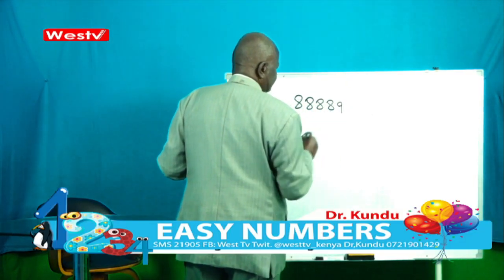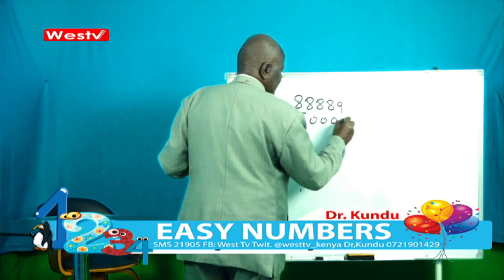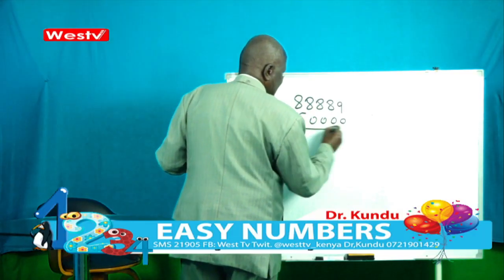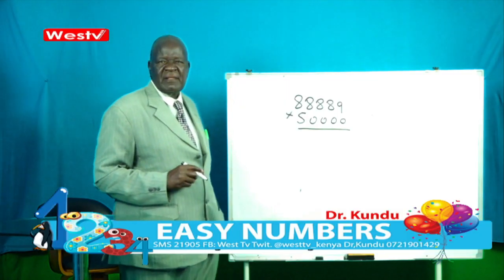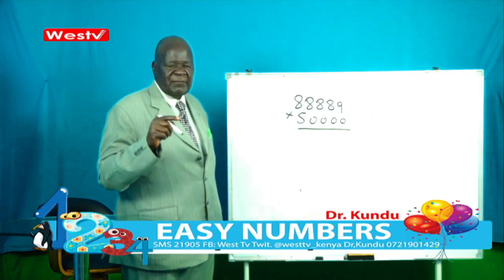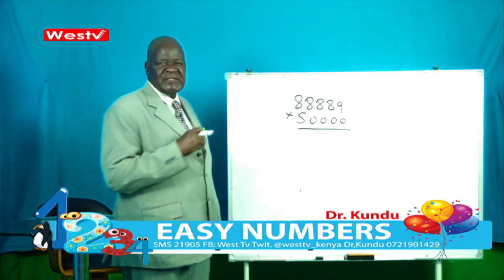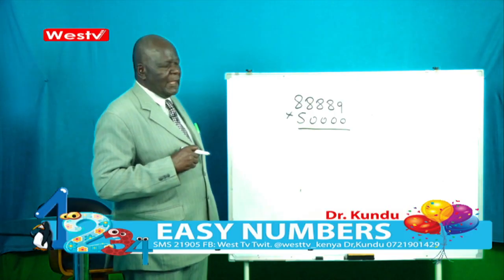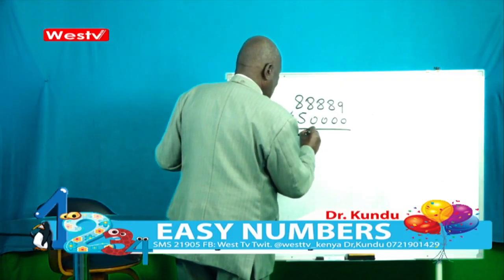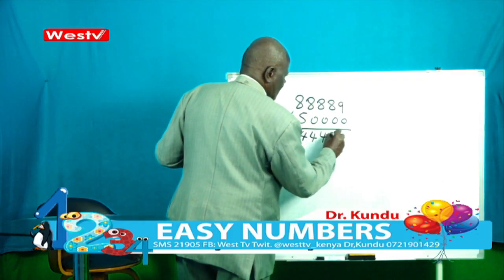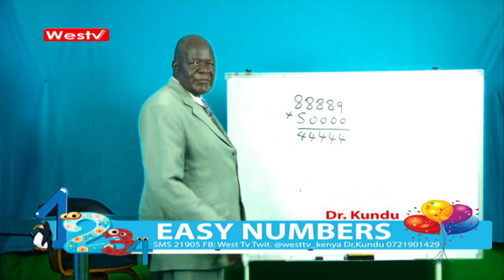88889 times 50,000. And the untrained will see this as a very big problem. And the child I'm training will see a half of this problem here is 4, 4, 4, 4, 4. Remainder 1. Throw away the remainder.